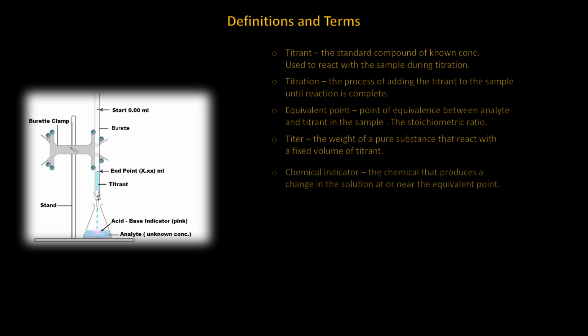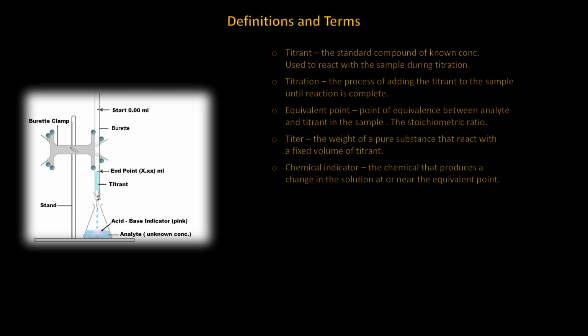Now, a chemical indicator is a compound which produces a change within a solution at or near the equivalent point of a chemical reaction. This could even be the titrant itself, where a turbid solution may form, or a turbid solution may become clear at the point of equilibrium. Turbid is simply a term that characterizes a cloudy solution. Or it may be a compound that changes color at the point of equilibrium. One such compound, for example, is methyl orange, which changes color from red to yellow at the equivalent point.